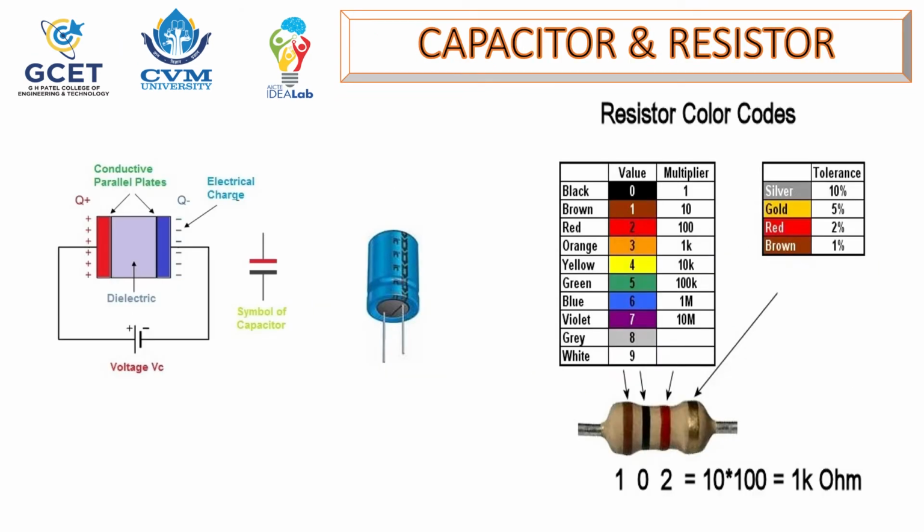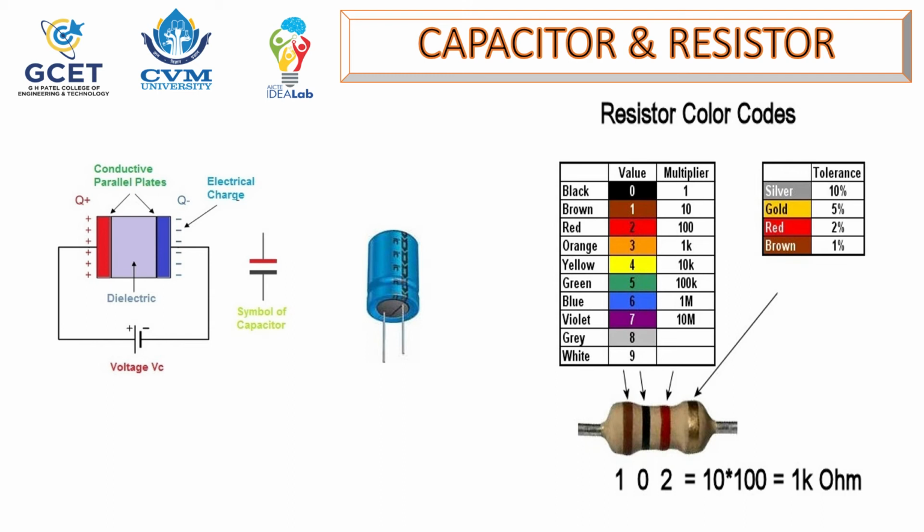Capacitor. A capacitor is a device that stores electrical energy in an electrical field. It is a passive electronic component with two terminals. The effect of a capacitor is known as capacitance. The SI unit of capacitance is farad, which is equal to 1 coulomb per volt.